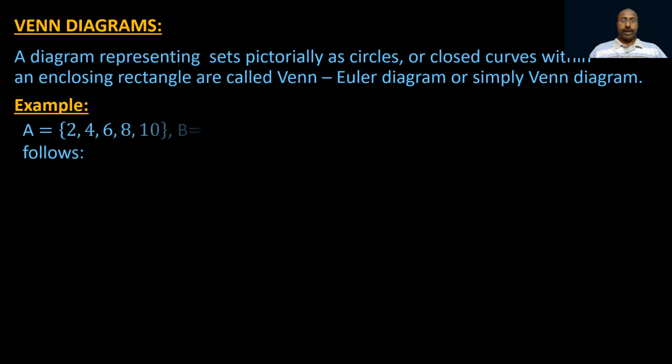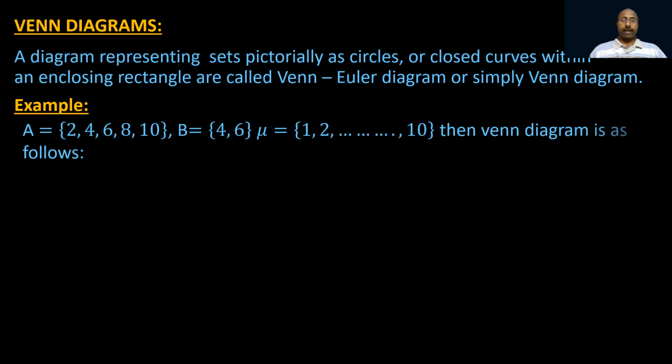Another example: A is equal to the set of elements 2, 4, 6, 8, 10. B is equal to the set of elements 4 and 6. Mu is the set of elements from 1 to 10. So here we can observe that set B is a subset of A because all the elements in set B, that is 4 and 6, are present in set A also. So B is a subset of A. In such cases, we draw the Venn diagram like this.